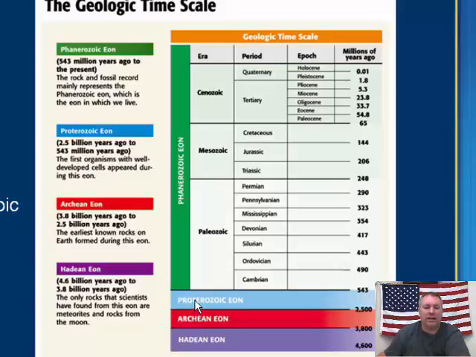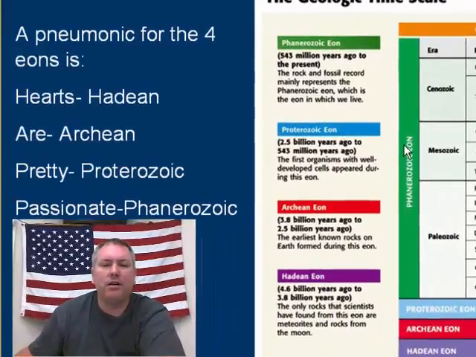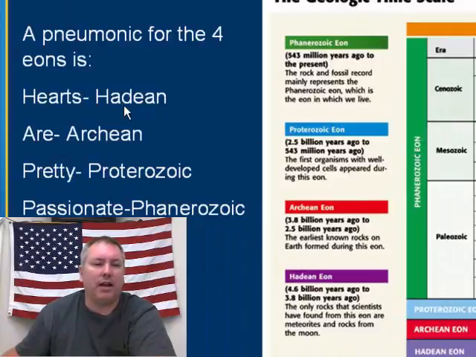This is the next youngest, and this is the eon that we happen to be in. We're in the Phanerozoic eon. Now, a mnemonic to help us remember the way that these four eons would be: hearts are pretty passionate. Hadean, Archean, Proterozoic, and Phanerozoic.